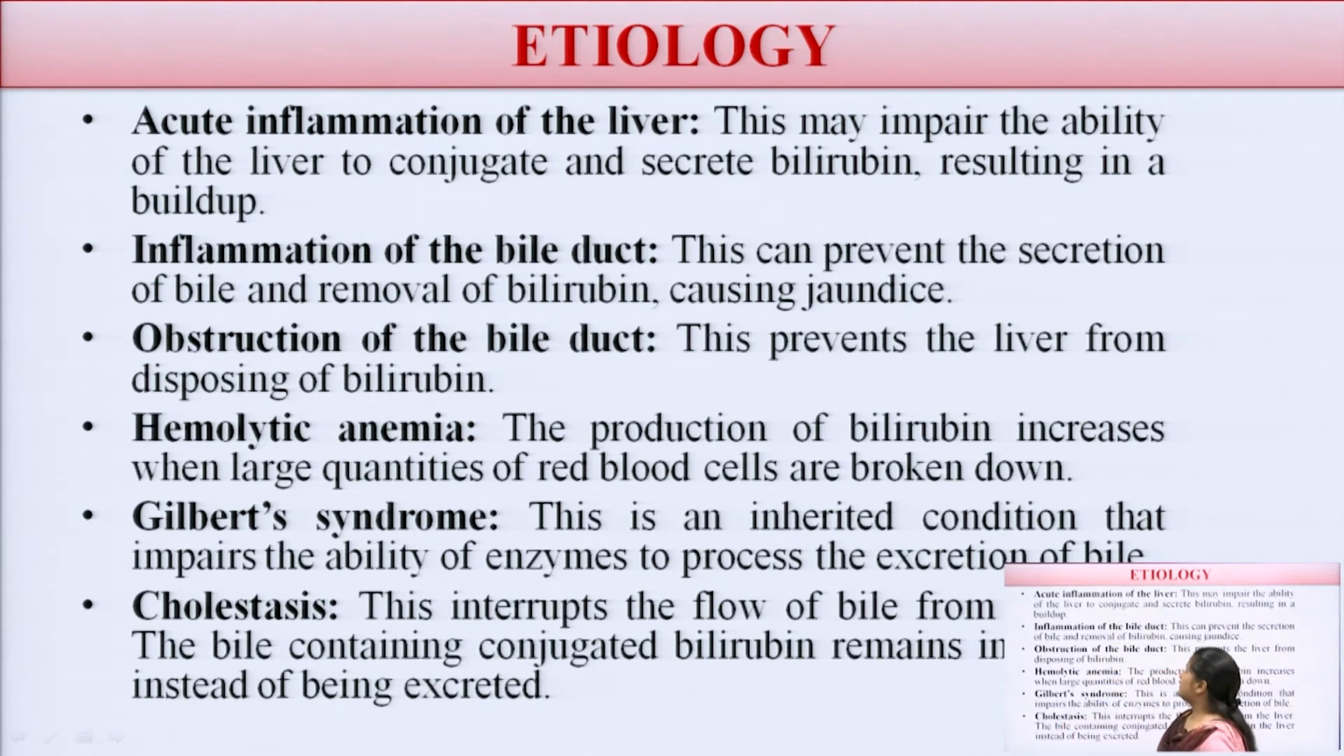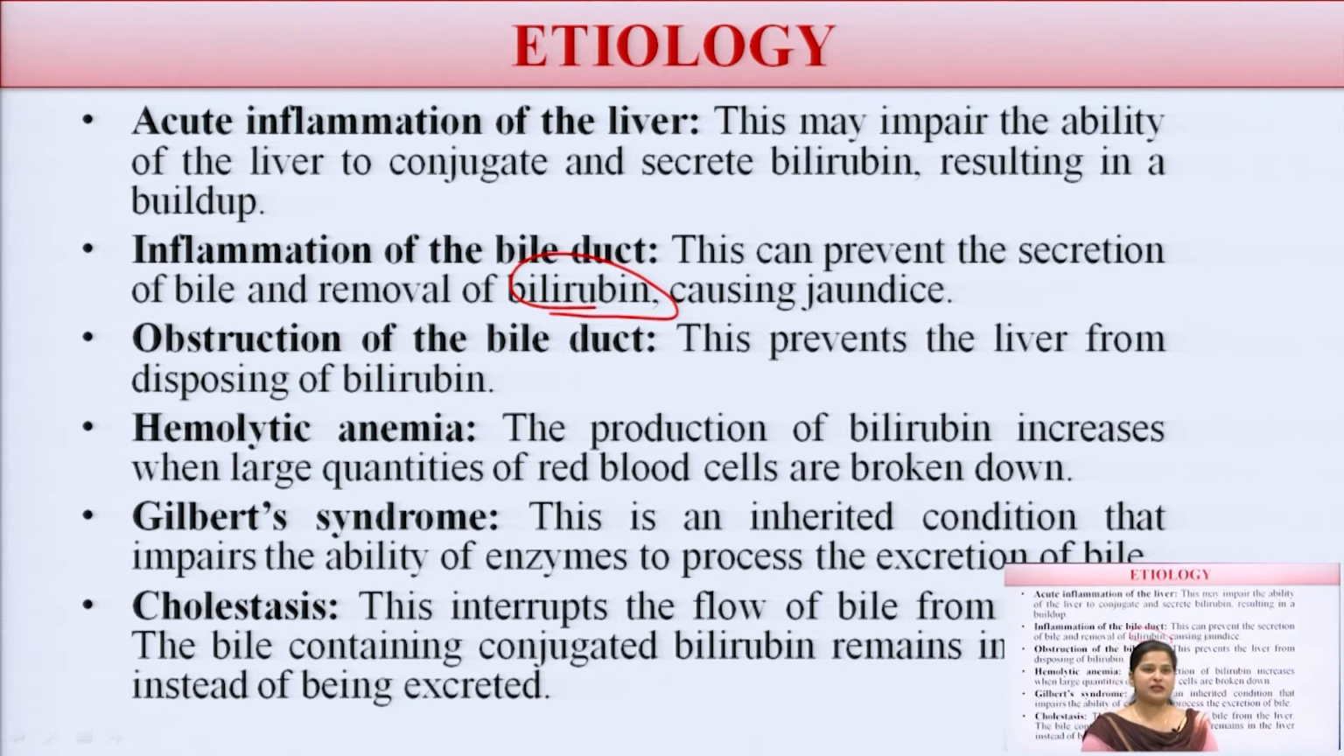So acute liver inflammation, I already told you, there is inflammation in the liver. This may impair the ability of the liver to conjugate and secrete the bilirubin, resulting in the buildup. And inflammation of the bile duct means this can prevent the secretion of the bile and the removal of the bilirubin, and this causes jaundice, because whenever a person has high bilirubin, that is hyperbilirubinemia, right. So this is a main cause of jaundice. Obstruction of the bile duct means this prevents the liver from disposing of the bilirubin.